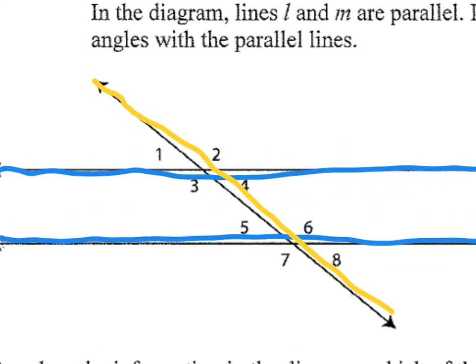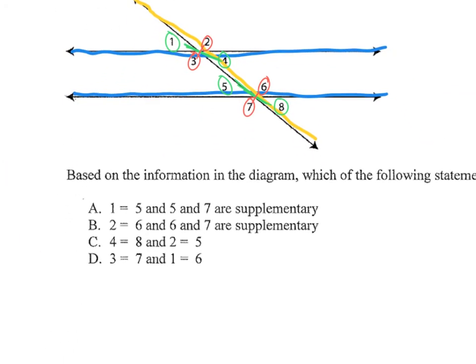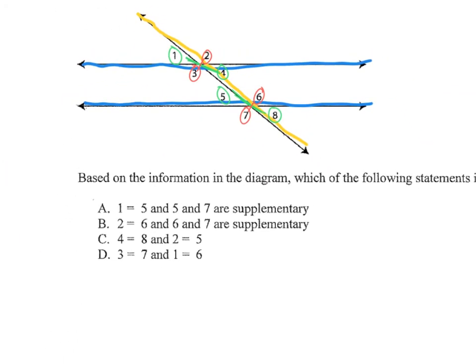Before I even bother looking at the multiple choice, here's what I know for sure. I know that all of my vertical angles that are diagonal from each other are the same. So 1, 4, 5, and 8 are all going to be the same angle. On the other side, I know that 2 and 3 are going to be the same angle, and 6 and 7 are going to be the same angle. So now I'm going to take a look at these.